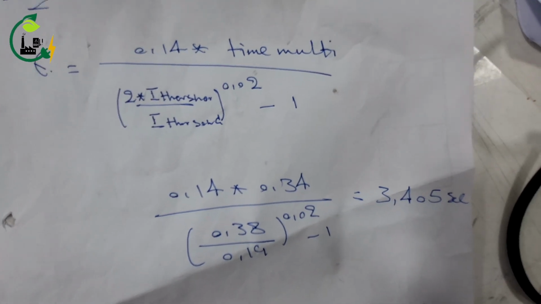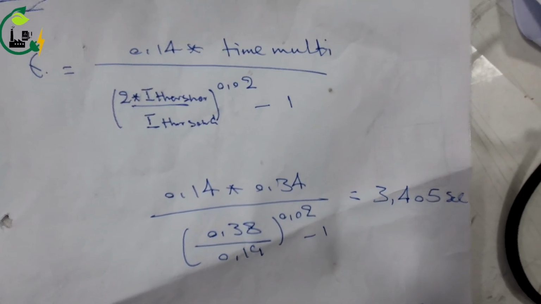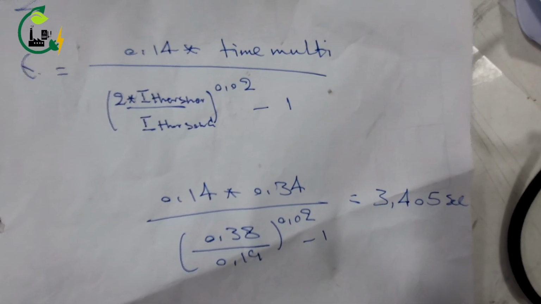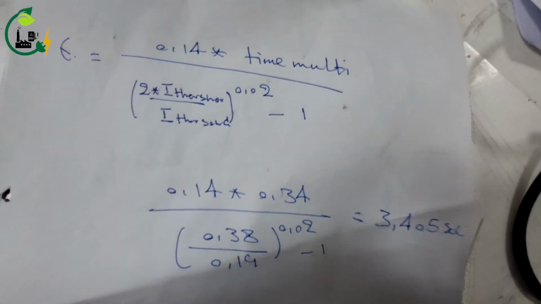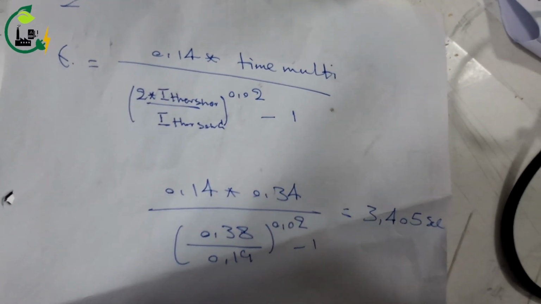Here is the formula to calculate the time for the IEC inverse curve. 0.14 is the constant, and the time multiplier and I threshold, which two settings I will put, you will get the value. Thanks for watching.